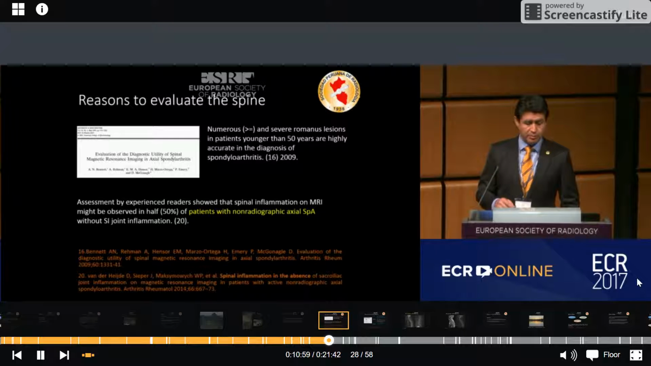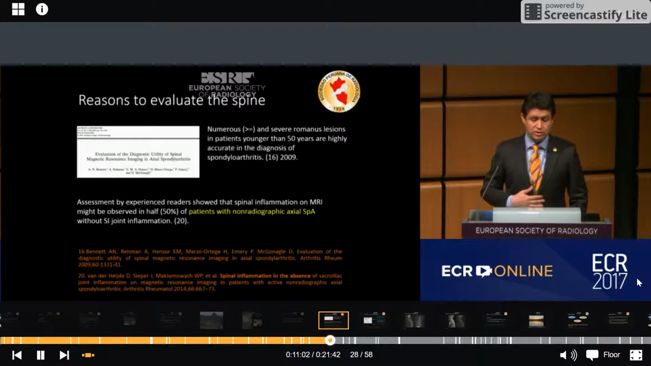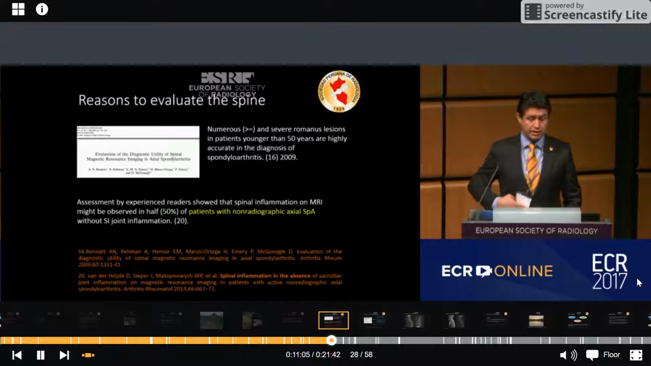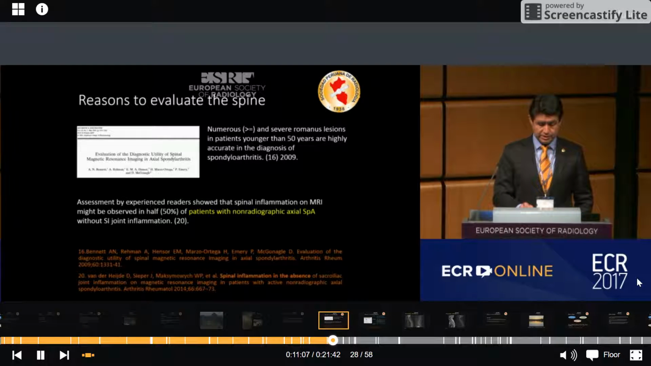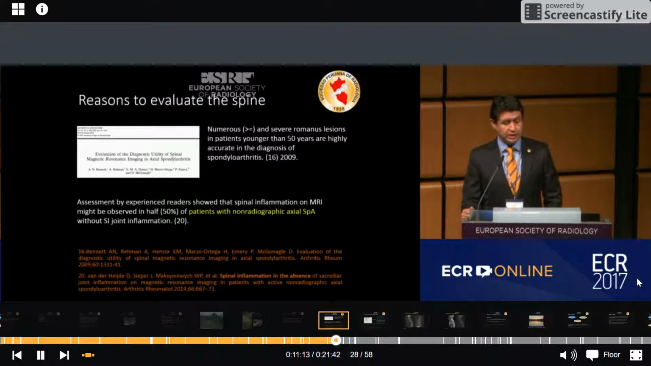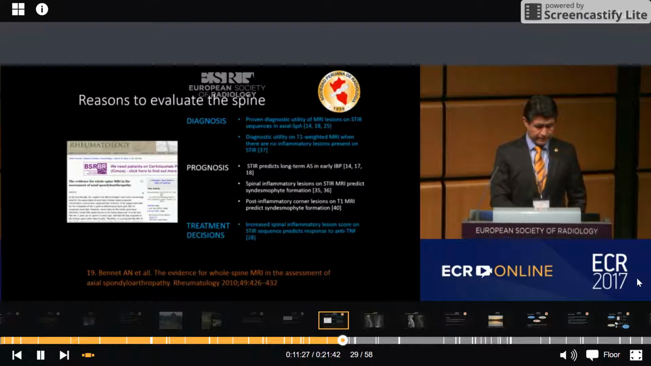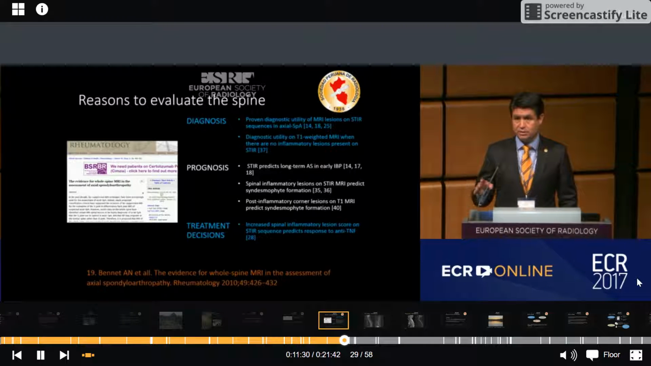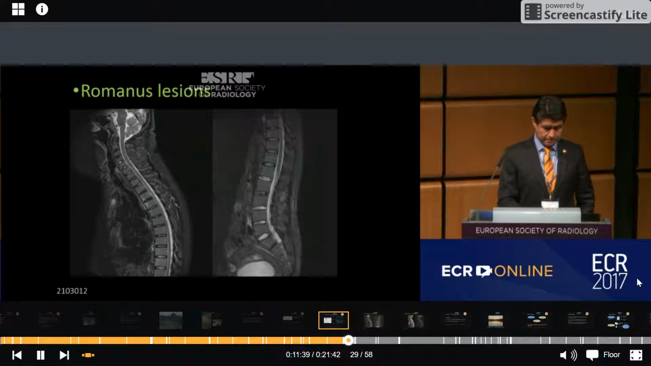A study shows that the number of severe Romanus lesions in patients younger than 50 years is highly accurate in the diagnosis of spondyloarthritis. Another example is that the assessment by experienced readers shows spinal inflammation on MRI might be observed in up to 50% of patients with non-radiographic disease without SI joint inflammation. Bennett summarized this situation like this: evaluation of the spine is good for diagnosis, prognosis, and even treatment decisions.